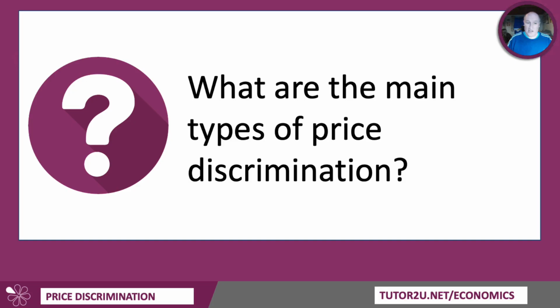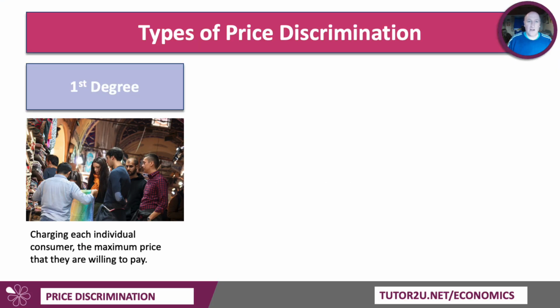Now, what are the main types? There are essentially 3 main types of price discrimination. First degree or perfect discrimination is where the seller, often through a sort of haggling or negotiation process, charges each individual consumer the price that they are willing and able to pay.